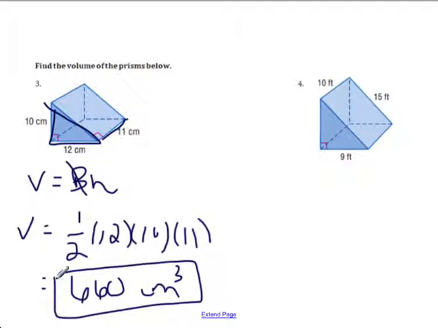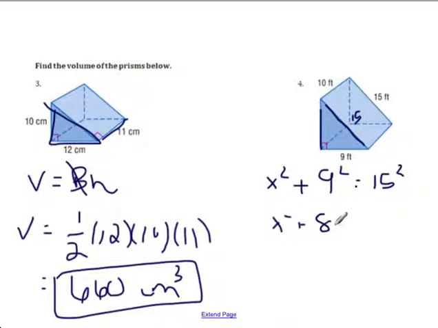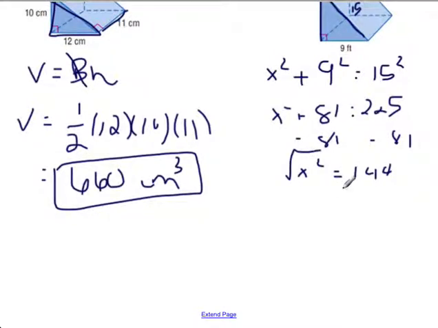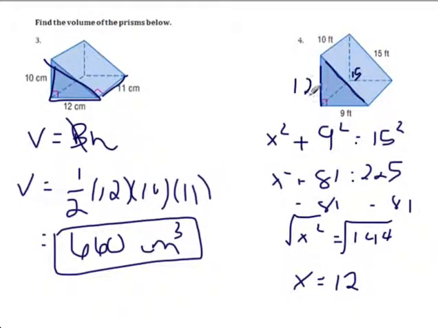Let's take a look at number 4. For number 4, it's again a triangular prism. This slant height is 15, so that's not the actual height of our triangle. We have to start by using the Pythagorean theorem so I can get the height for the base. I have x squared plus 9 squared is equal to 15 squared. So x squared plus 81 is equal to 225. Subtract 81 from both sides, and I get that x squared is equal to 144. Then we take the square root of both sides, and I get that x is equal to 12. So this side length right here is 12.